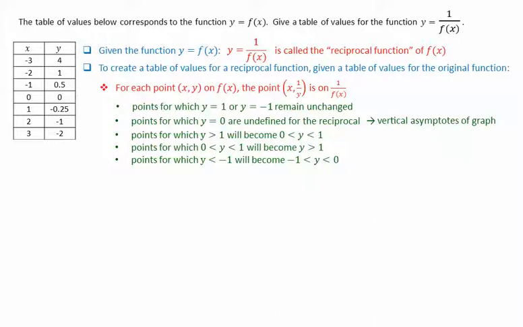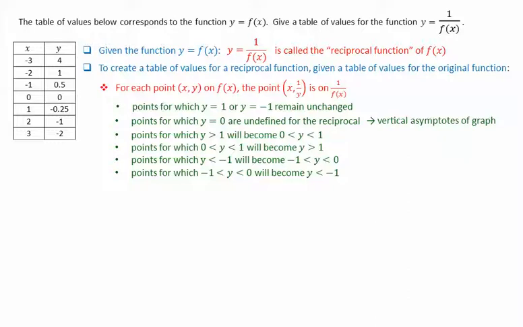Points for which y is less than negative 1 correspond to a y value between negative 1 and 0. And finally, for points that have y on the original graph between negative 1 and 0, the y value will be less than negative 1 for the reciprocal.